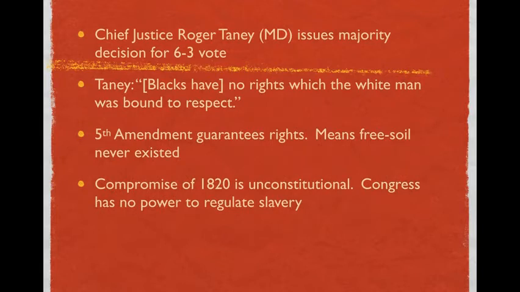As a result of this, the Compromise of 1820 is unconstitutional. The idea of popular sovereignty now is in question, right? The 36°30′ line does not apply, and Congress has no power to regulate slavery anywhere in the United States. Slavery is legal, it is the law of the land.